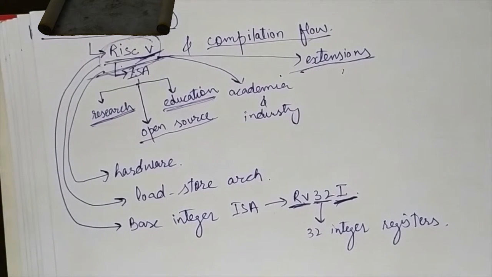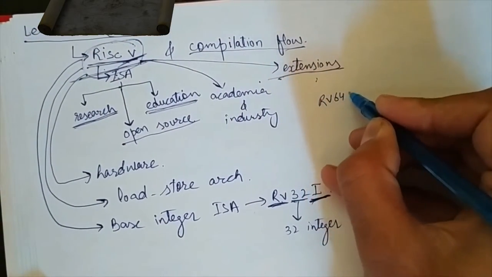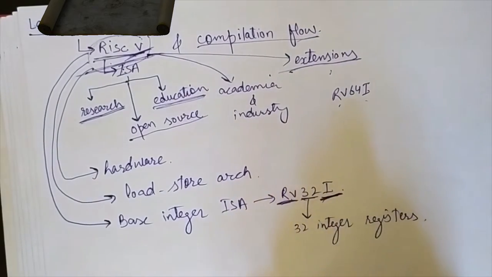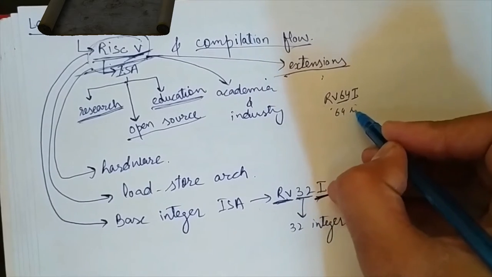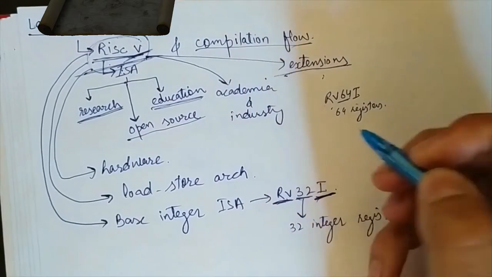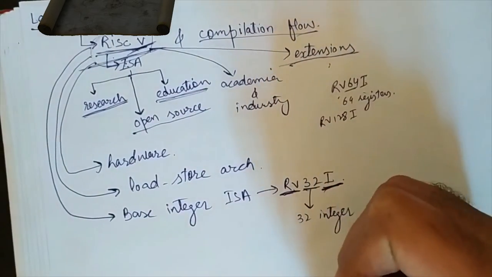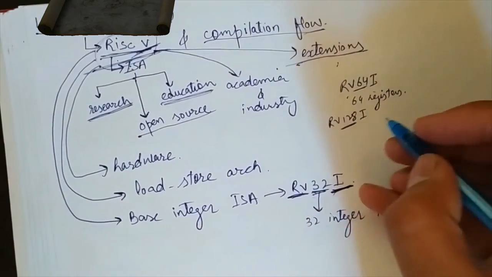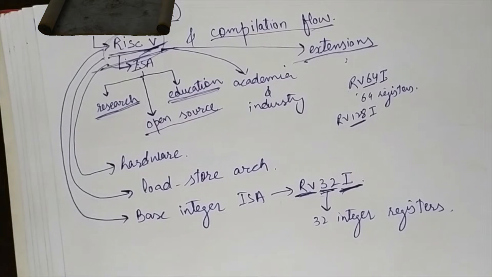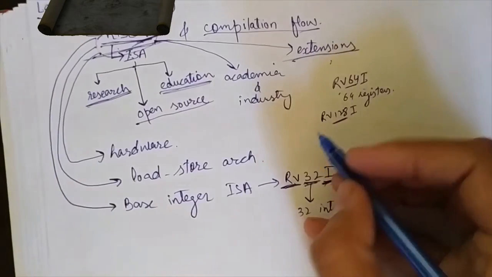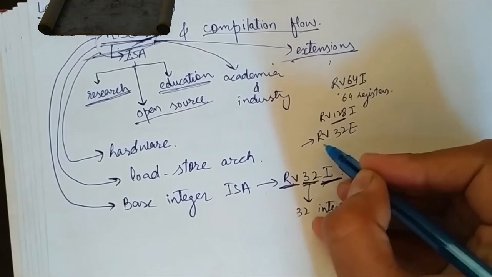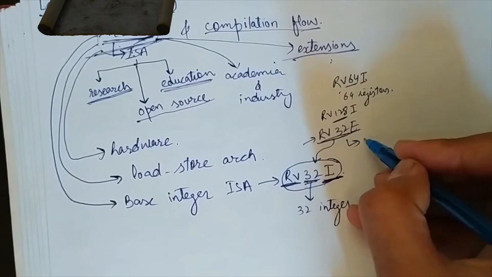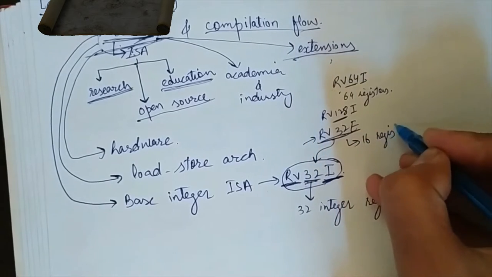So there are other versions of RISC-V also. For example, there is RV64I. This instruction set architecture is also RISC-V, and it has similar functionality to RV32I. However, here we have 64 registers. There is also another ISA, RV128I, that has 128 registers and generates 128 bit addresses. Here it has 32 bit addresses. And we have another ISA which can be used for embedded devices, mobile phones or other embedded devices, that is RV32E. Basically, this has been derived from this particular instruction set architecture, and in this extension we have 16 registers and 16 bit addresses.